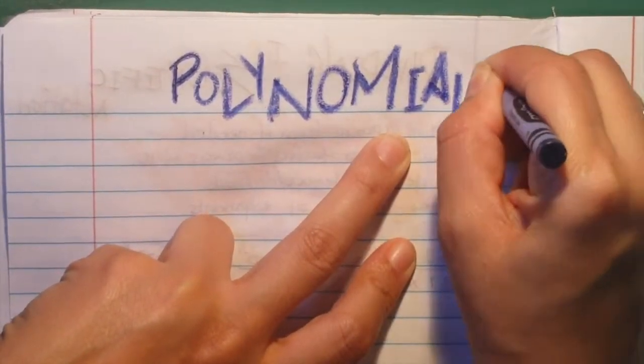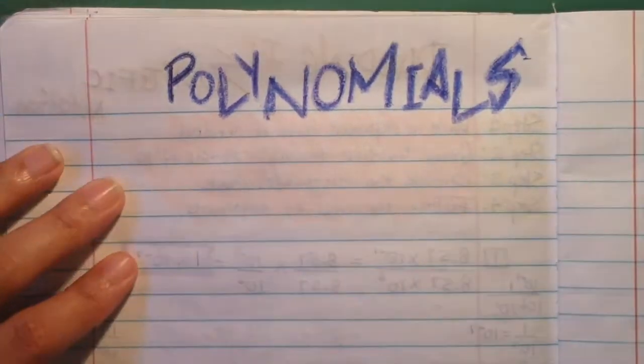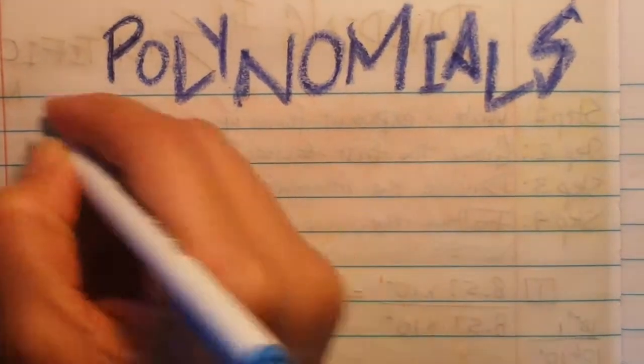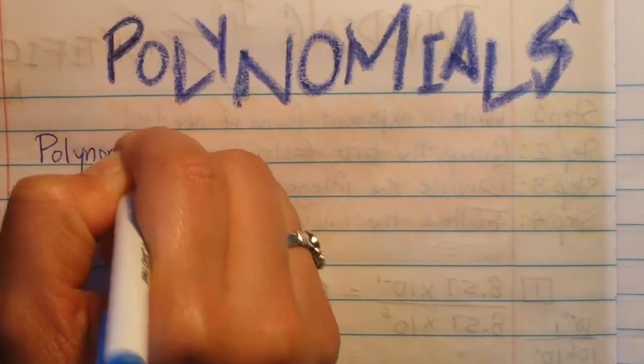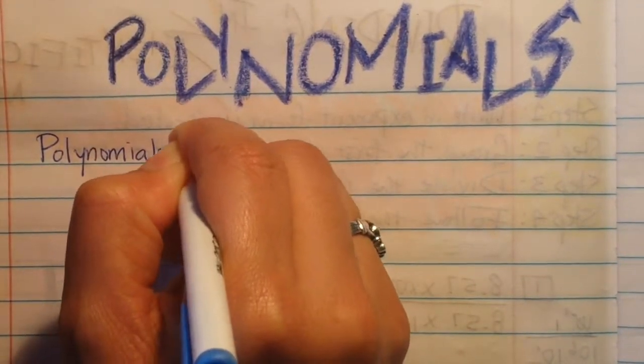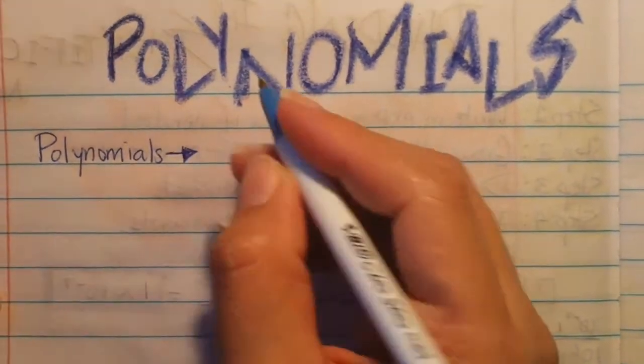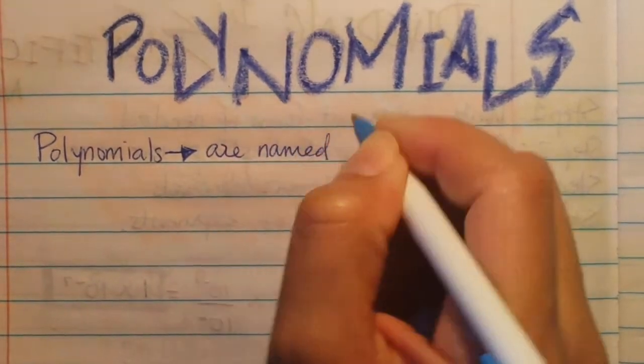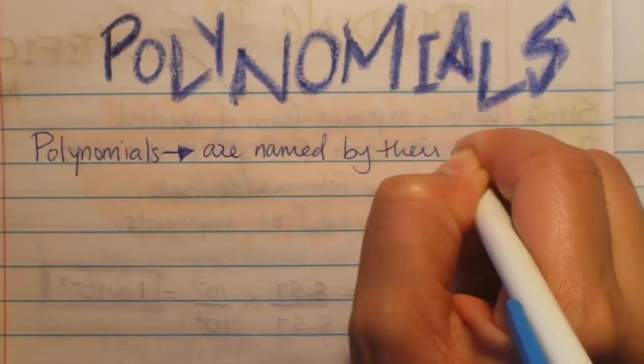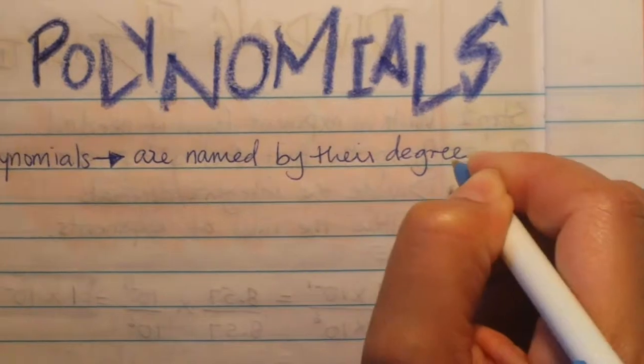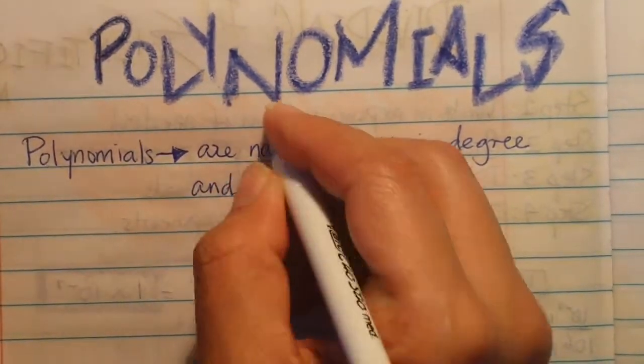Alright, so we're going to start looking at polynomials. We're going to go over a couple of definitions as to what a polynomial is. You've actually seen this before, you just may not have known that it was called a polynomial. Polynomials are named by their degree and the number of terms that they have.